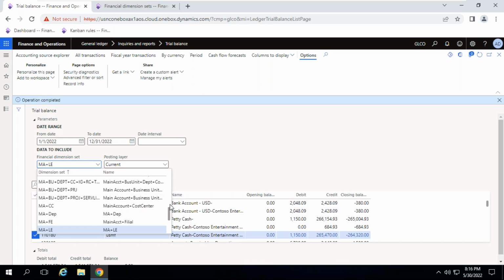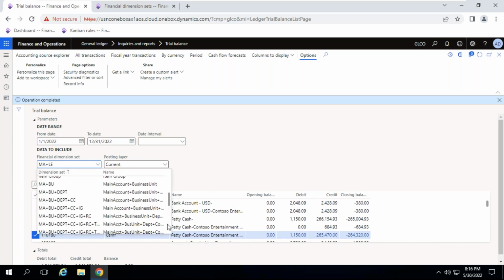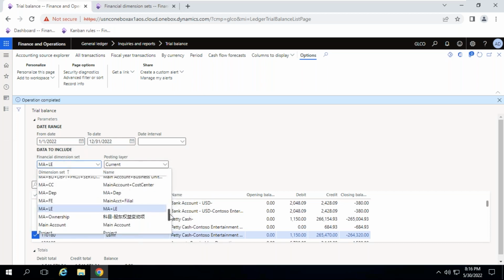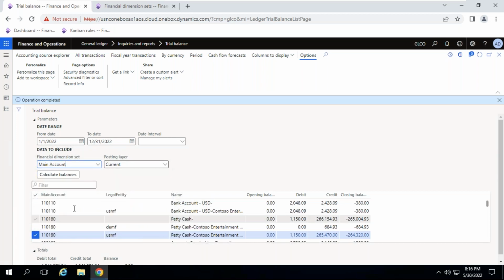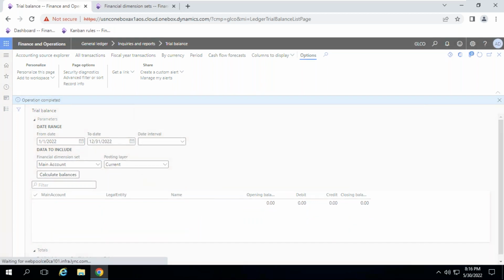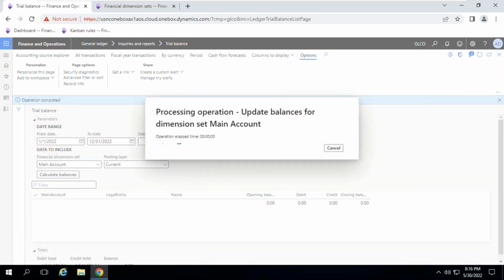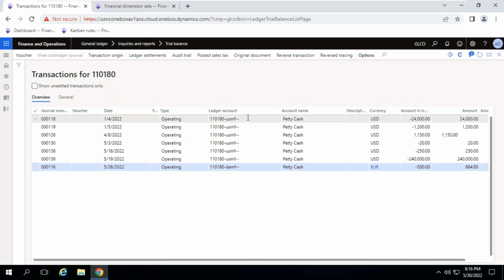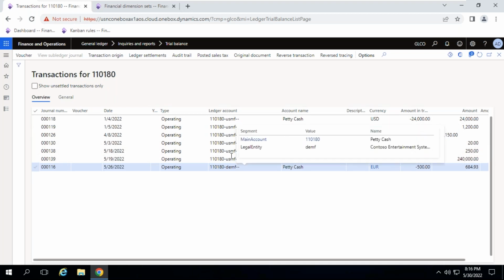So if you want, based on your requirement, you can configure whatever way you want. Understood? Any questions here? So even for this also, you can see the transactions. It will show you. For your internal understanding, if you want, you can use it like this.